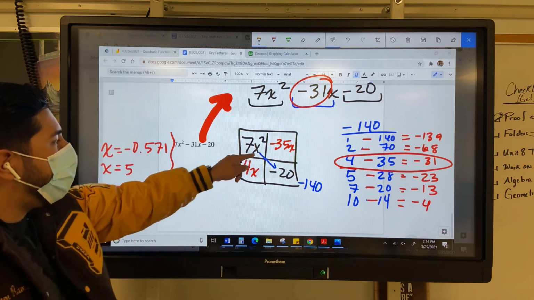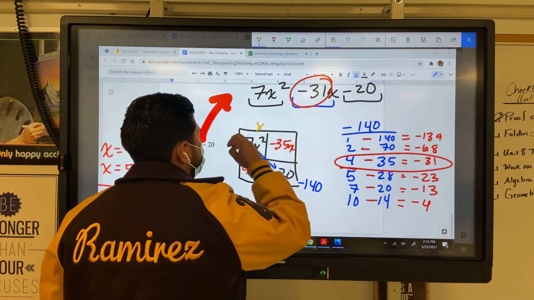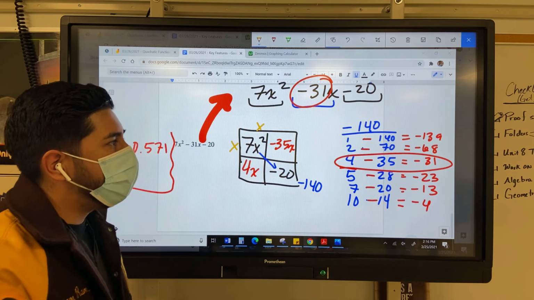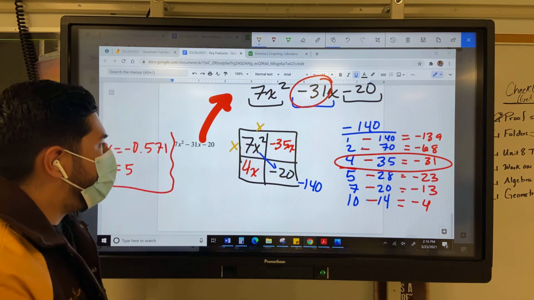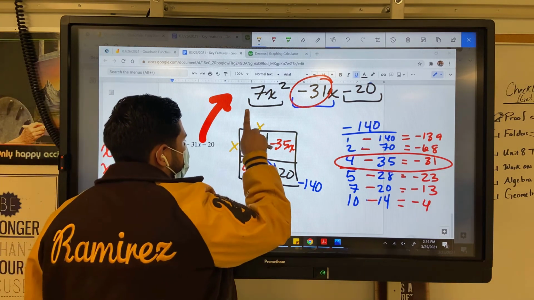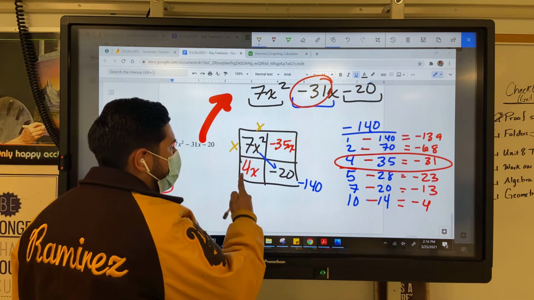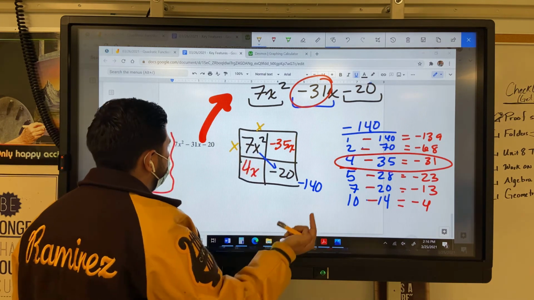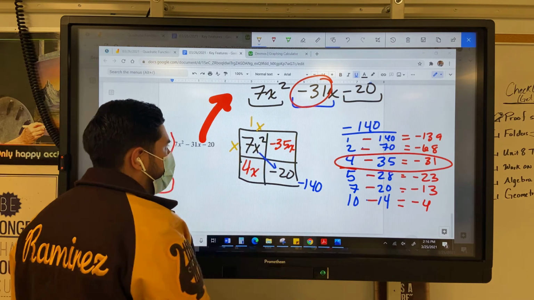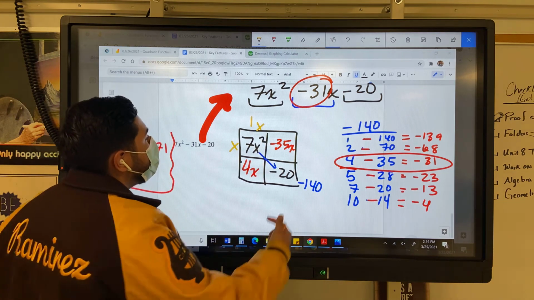All right, so we got x and x, but now we have an issue. We have a 7, so we need a 1 and a 7. Be careful. What do these have in common? Nothing. So I should be able to see I can't divide 7 and 4 by anything except 1. And there we go. Let's do it.